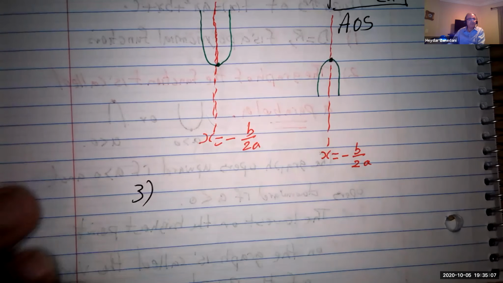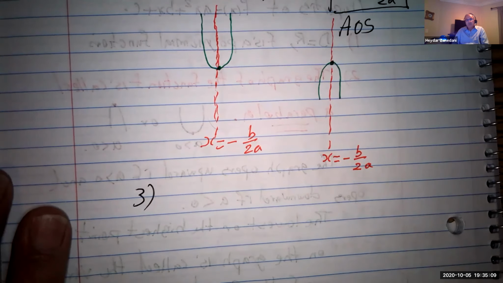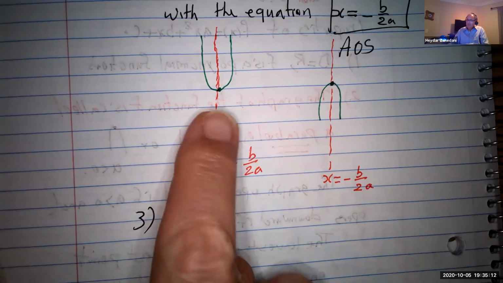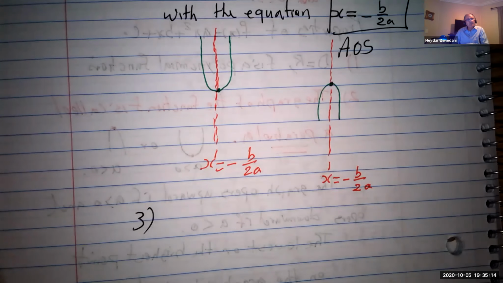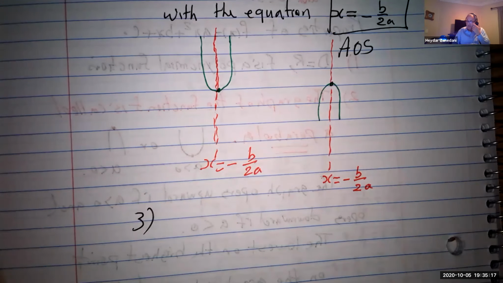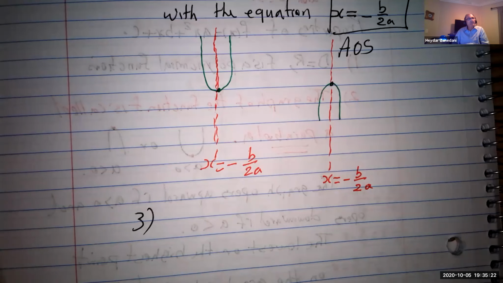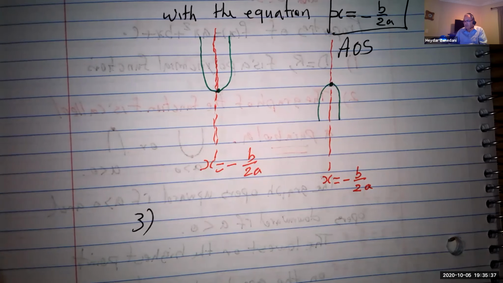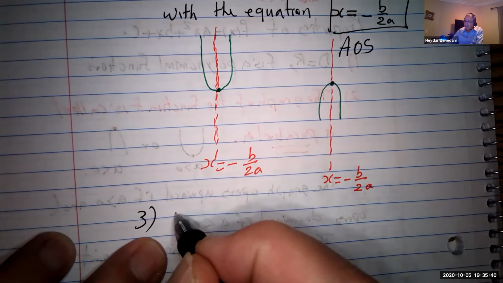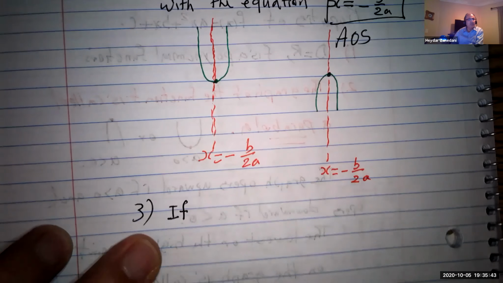Number 3. When the graph opens up, we get the minimum. The lowest point would give you the minimum, the highest point, the peak, will give you the maximum. So we'll be able to find the maximum and the minimum value of the function. When you talk about the maximum and the minimum, this is the value of the y. So that value comes from the vertex again, the y coordinate of the vertex. This is where we identify the range.